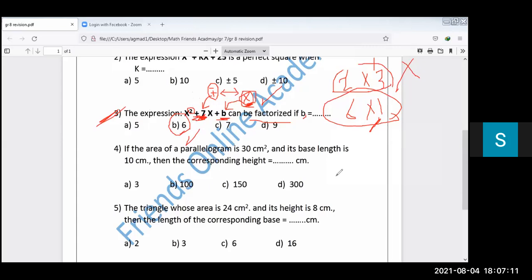Okay, dears? Teacher, can you please explain number 6, number 3 again? We can, dear. We can.